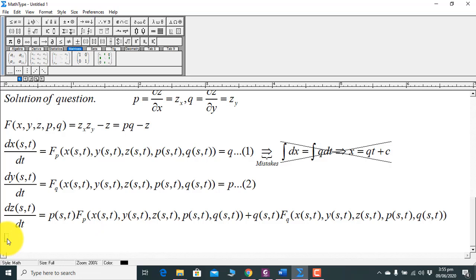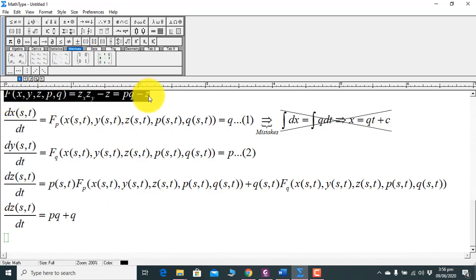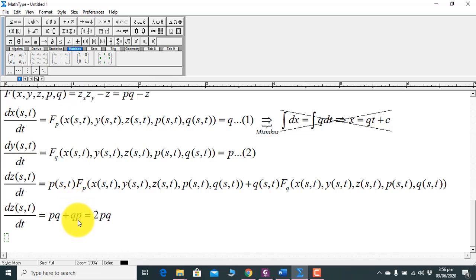So put the values. How can you put the value? Just replace the reference side as it is, and now what is p? P you don't know, so just name it as it is, p fp. What is fp? You know the answer of fp. Fp has value q, you already calculated from equation 1. And what is fq? Fq is the partial derivative of f with respect to q. If you take the partial derivative of f with respect to q, the answer will be again p. So pq plus qp, the answer is 2pq.